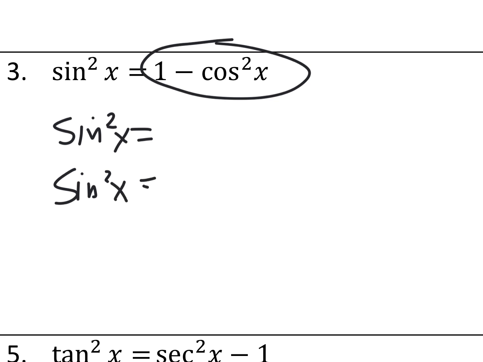Now, either this or this can be swapped out for something. What do you think? I can replace the cosine squared with something. Let's just think about the options. I could put in 1 over secant. Is that going to help me get to sine? Doesn't feel like that's going to help, so I'm going to reject that option.